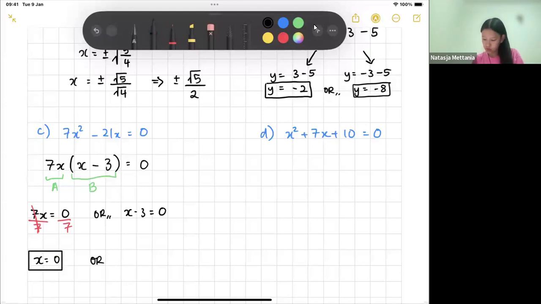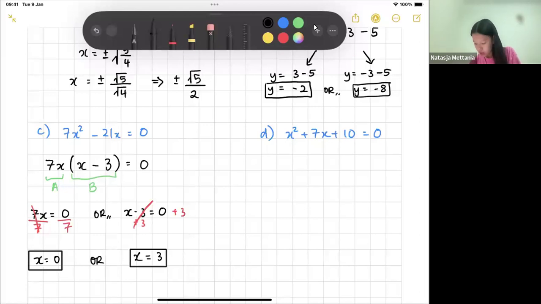Or x can equal, I'm going to plus 3 on this side, plus 3 on the other. X equal to 3. Okay. So x can equal either 0 or x equal to 3.